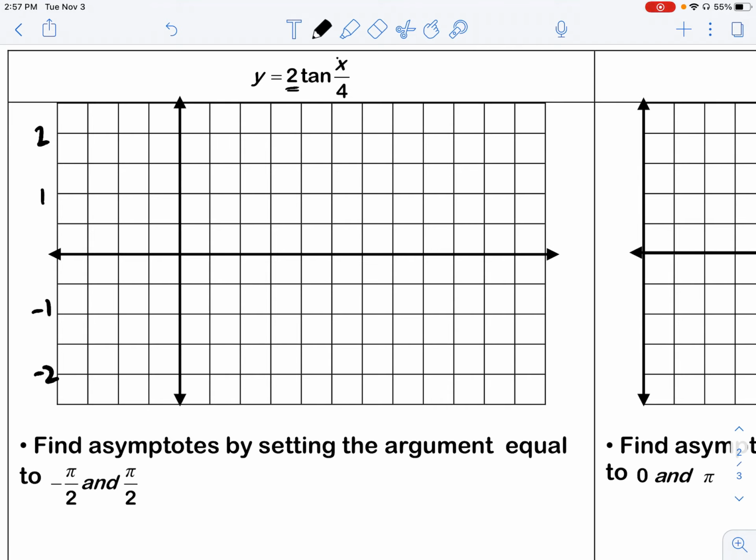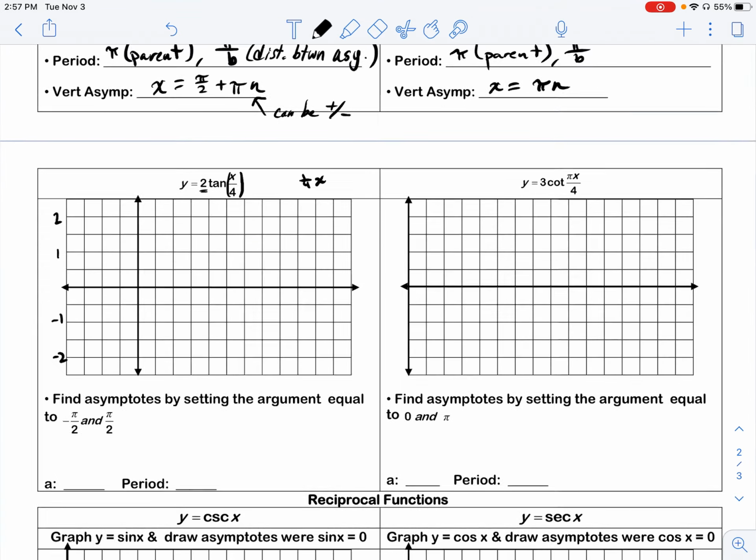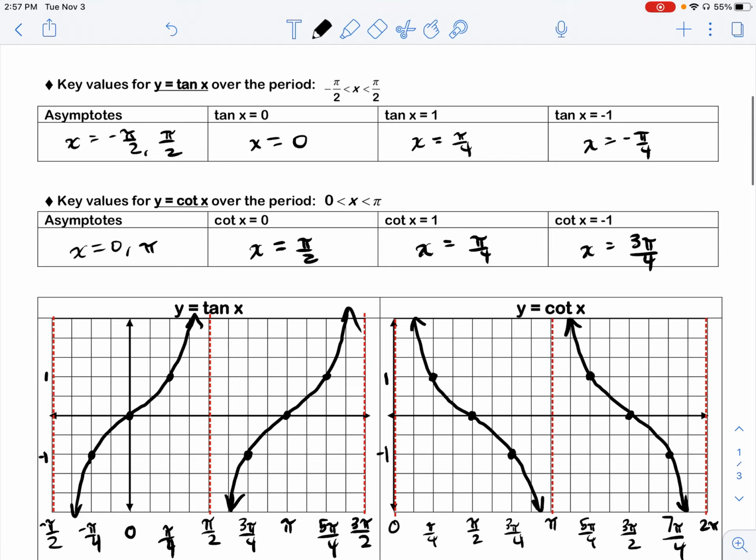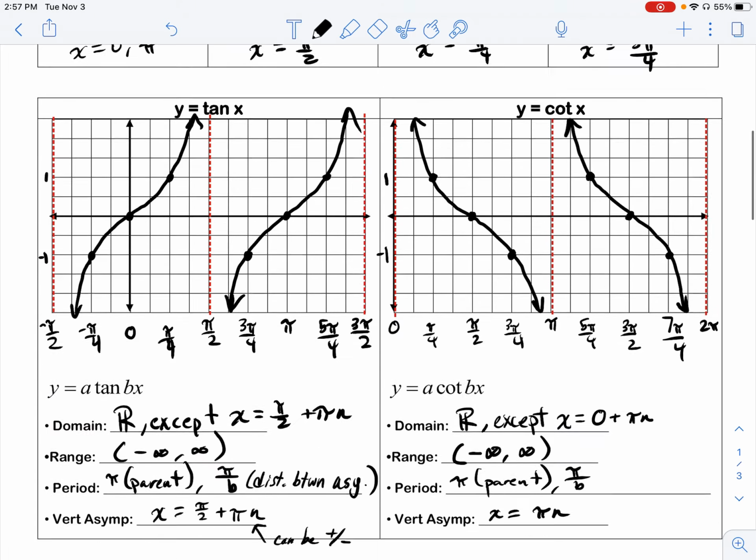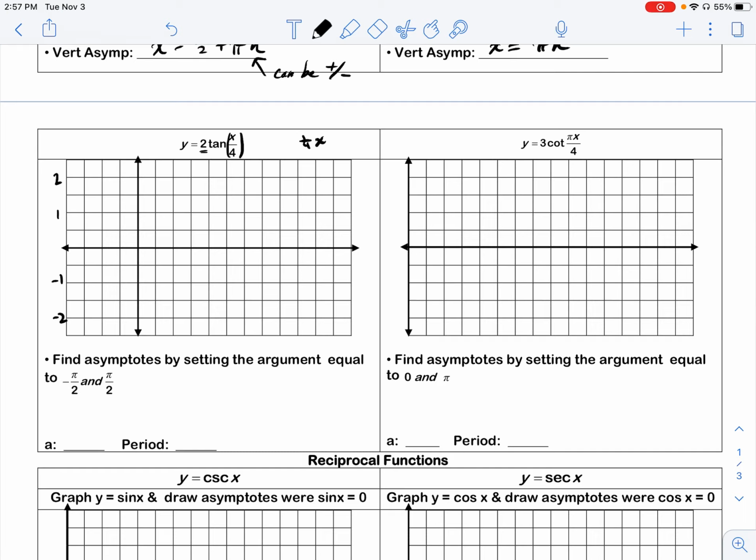The next part here is understanding that my argument x over 4 can be rewritten as 1/4 x. And that's helpful because I could start thinking about that as a horizontal stretch or shrink. Probably the most important step when you're doing these is to set your argument equal to the places where your vertical asymptote normally would be. So we know from our previous information that we typically have vertical asymptotes for the parent function tangent of x at negative pi over 2 and pi over 2. So what I want to see is, where do those vertical asymptotes move?